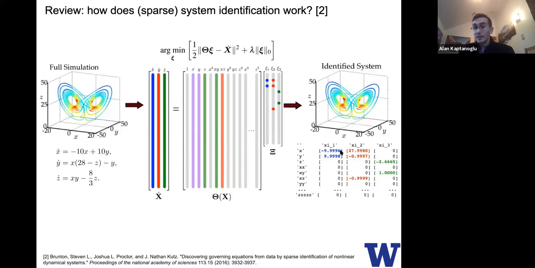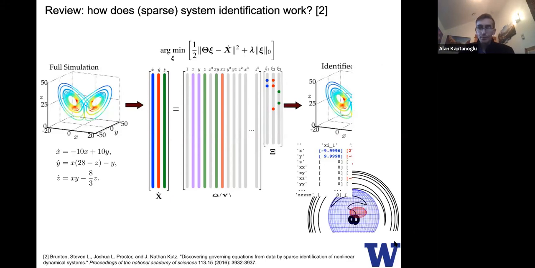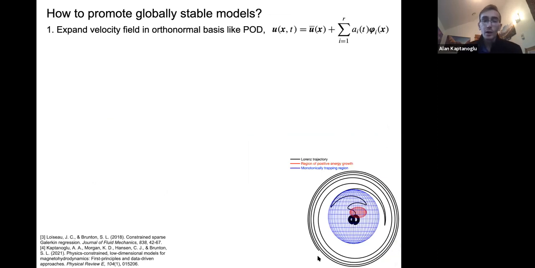I do want to point out that even in this noiseless case, you do get these small numerical errors in the coefficients. And so we would actually like to build in a way to produce models that are globally stable for any initial condition, even if there are these errors in the coefficients, which if there's enough noise, will eventually start giving you models that produce unbounded trajectories for some crazy initial condition you can throw at it. So how do we actually promote globally stable models during these types of system ID methods?